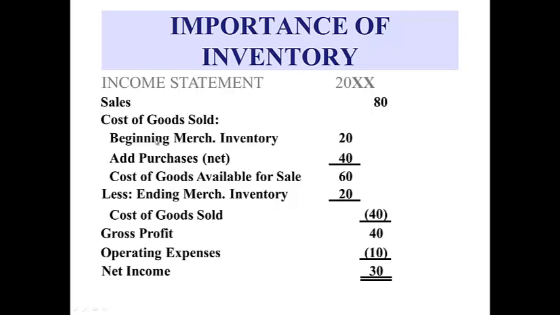We take our merchandise inventory at the beginning of the year, add all our purchases to get our goods available for sale. Then we count our inventory at the end of the year, subtract that from our goods available for sale, and we get our cost of goods sold. When this figure is subtracted from sales, we calculate our gross profit, and after we subtract our operating expenses, we come up with our net income. So the accuracy of the inventory accounts is very important if you want an accurate net income.